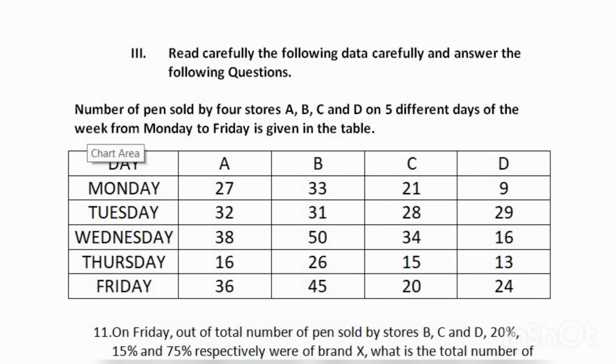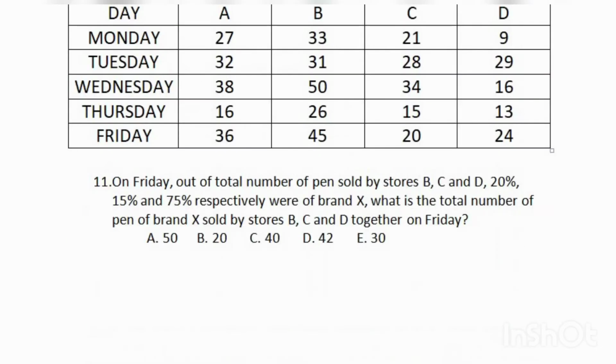The question is the number of pens sold by 4 stores, and the stores are A, B, C and D, on 5 different days of the week starting from Monday to Friday, is given in this table. That means here this is a table graph. See, first question is on Friday, out of total number of pens sold by stores B, C and D, 20%, 50% and 75% respectively were of brand X. What is the total number of pens of brand X sold by stores B, C and D together on Friday?